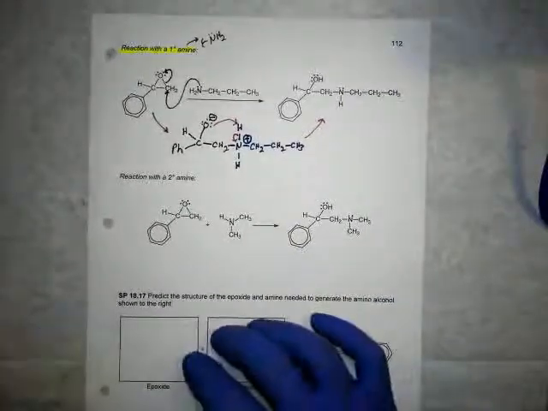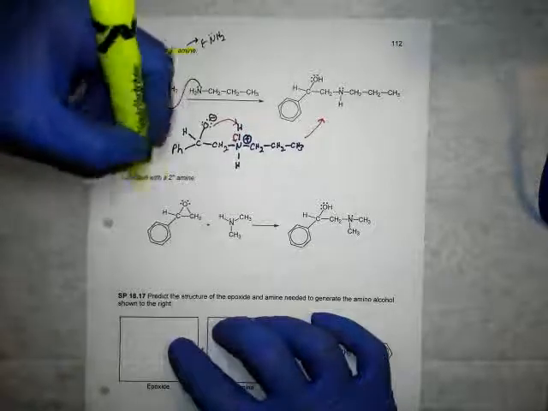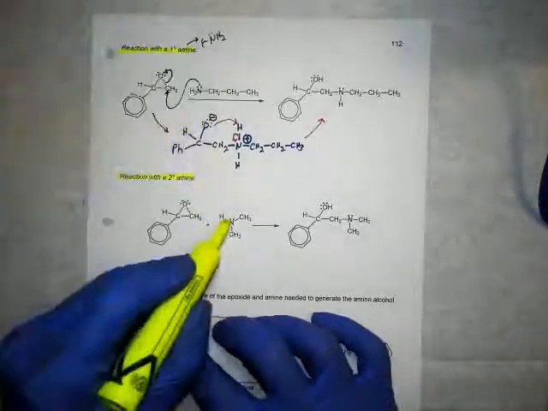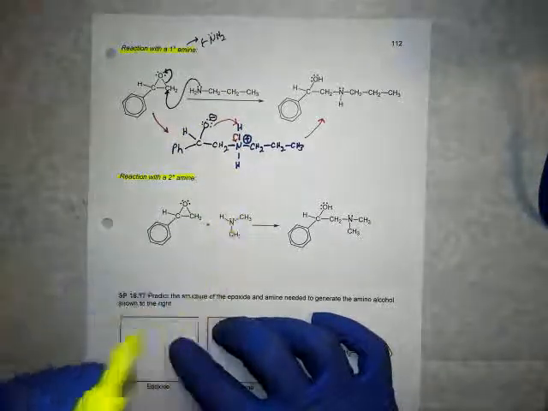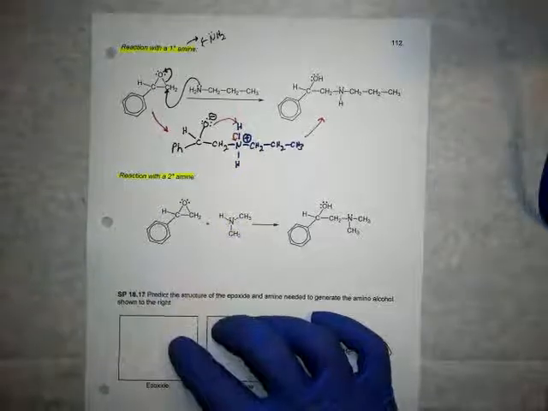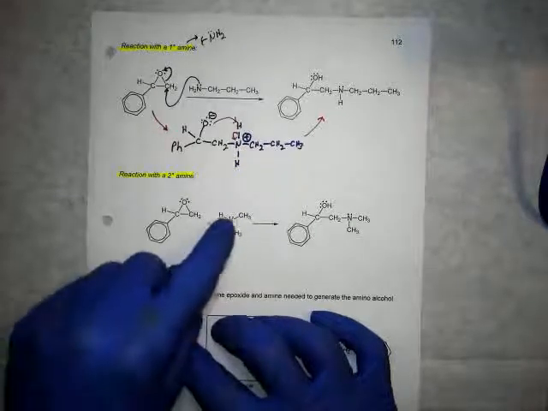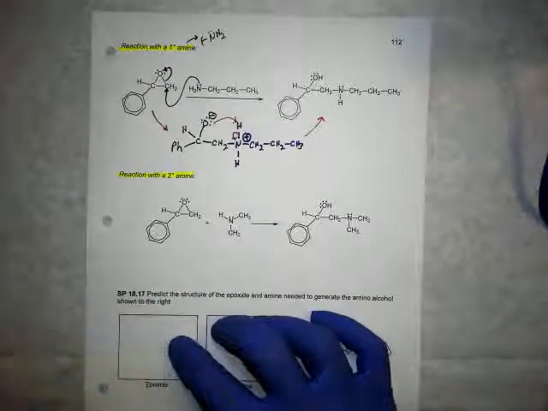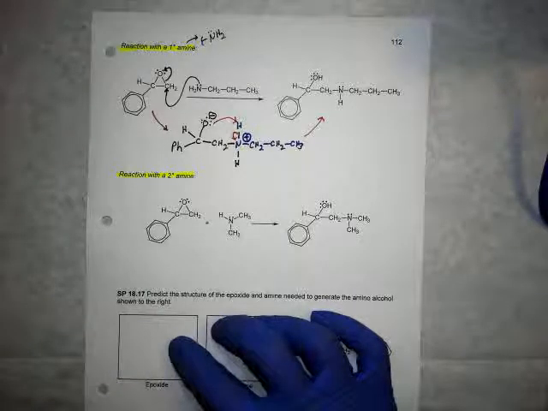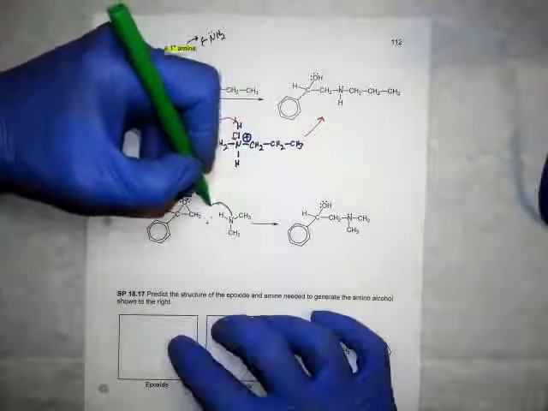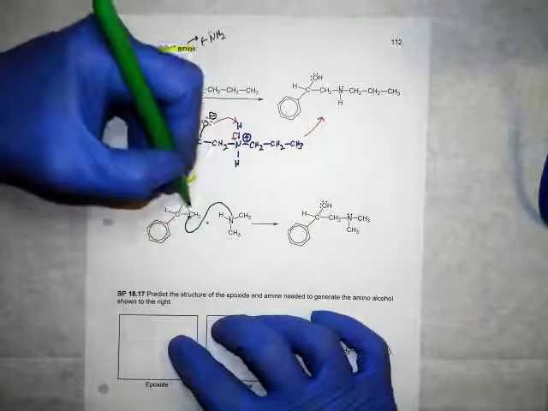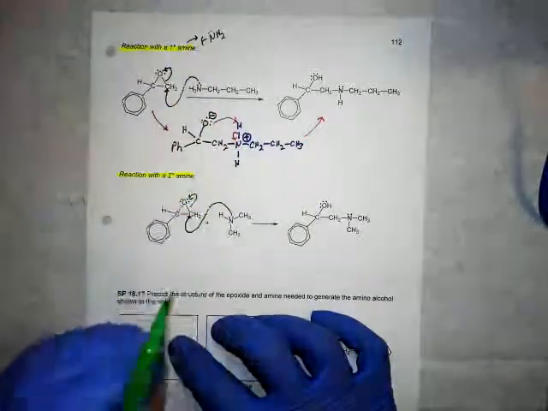Now, secondary amines work the same way. Okay, this is the secondary amine. Why? Because it has two carbons attached to the nitrogen. Secondary amines are characterized by NH. And what's going to happen? Well, you already know. The lone pair will go here, attack, pop it open. It's the same type of mechanism above.